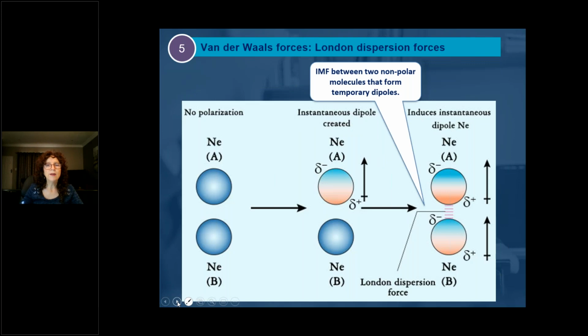Okay. Now, what are London dispersion forces? This is the weakest van der Waals force, where intermolecular forces between two non-polar molecules form temporary dipoles. Here we can see neon and neon, both of them noble gases, so there is no polarization. They don't share any electrons because they have the correct amount of electrons in the outer shell. So for neon and neon to form a bond, an instantaneous dipole must be created.